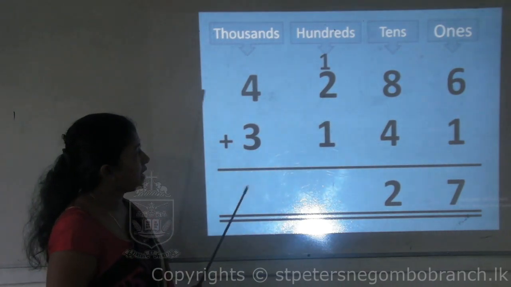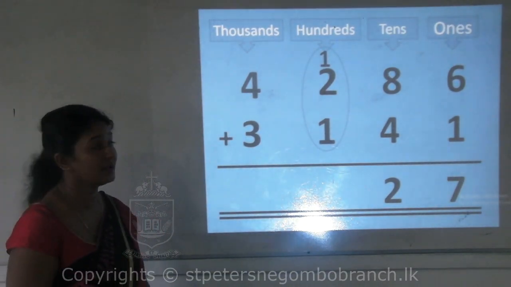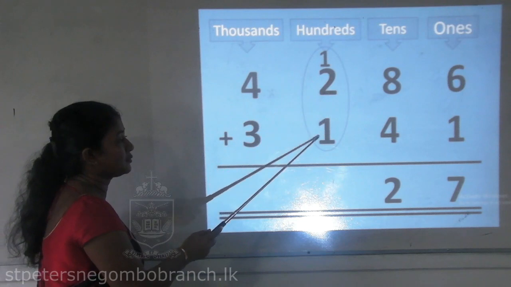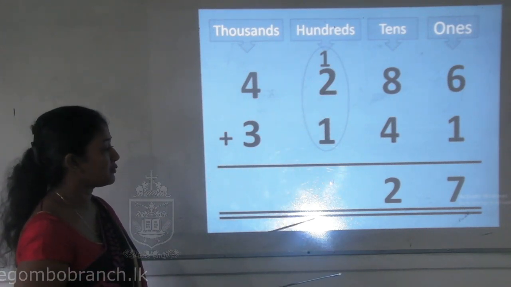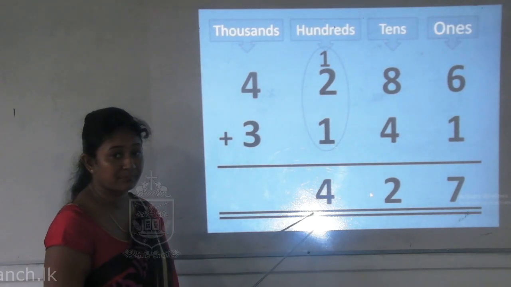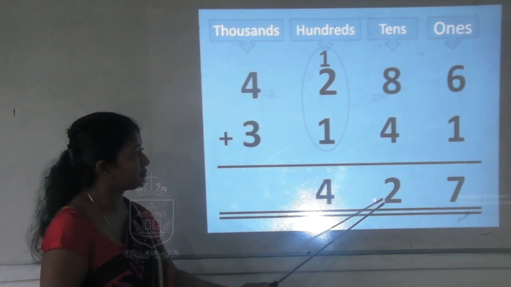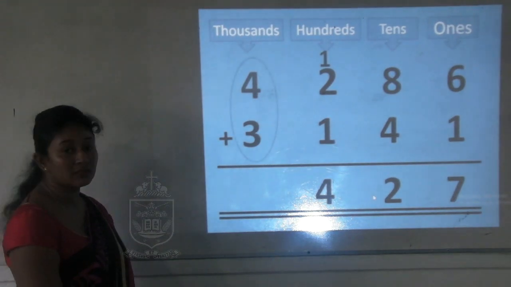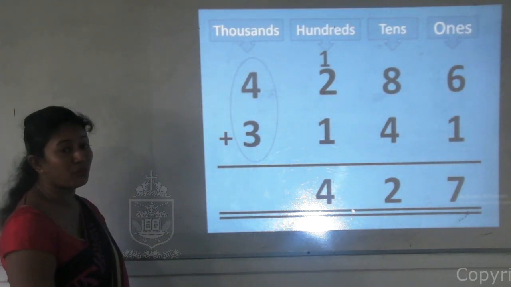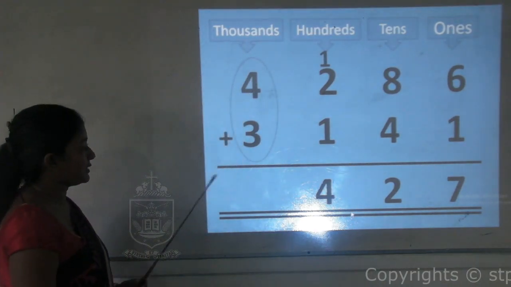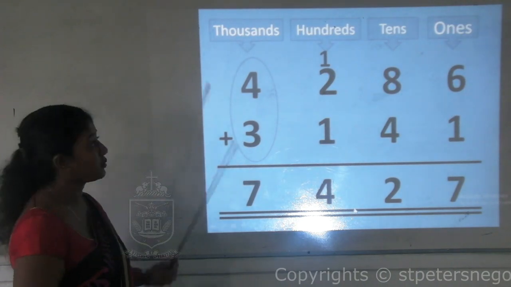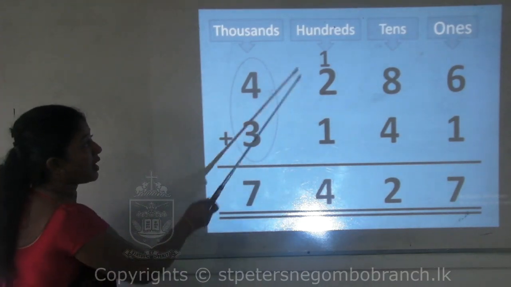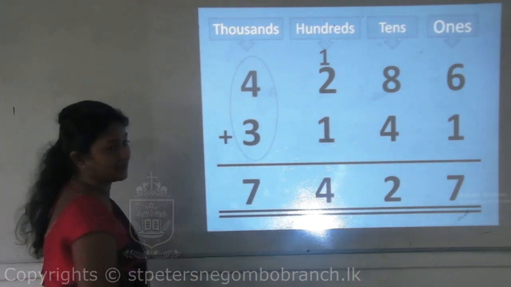It's clear. Now, in the hundreds place, we can see there are 3 digits to add. 1 plus 2, 2 plus 1. You can add that and give me the answer. The answer is number 4. Now we have finished ones place, tens place and hundreds place. Right, the last place is the thousands place. What are the two digits that we are going to add? Yes, number 4 and number 3. 4 plus 3, the answer is 7. So there are 7000. Now we are going to read the number. 7427. This is the answer.